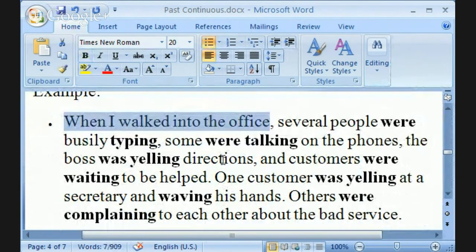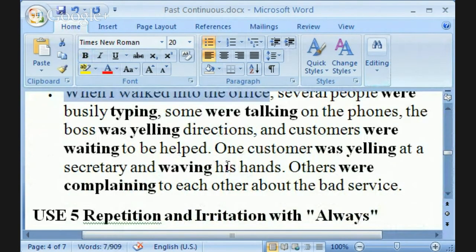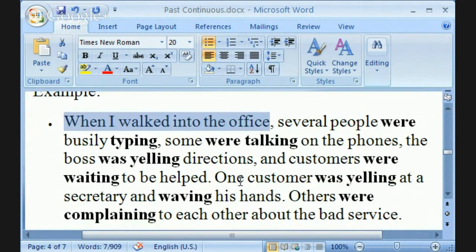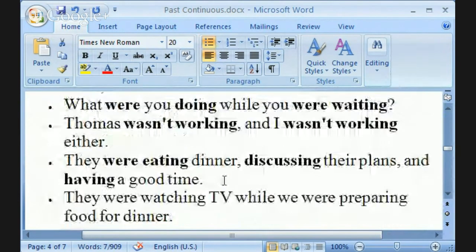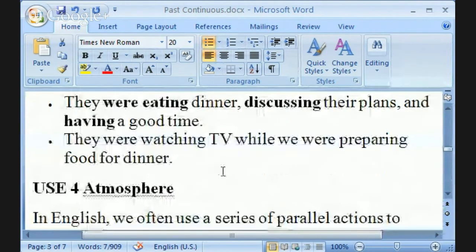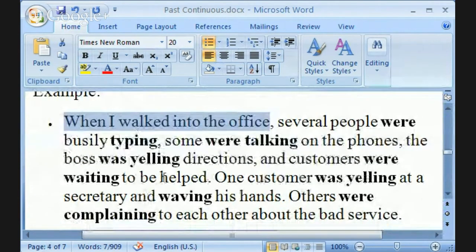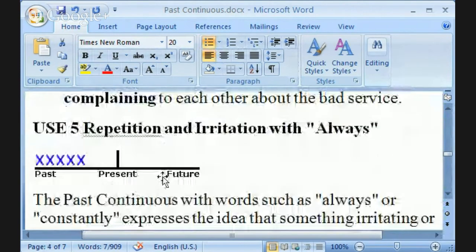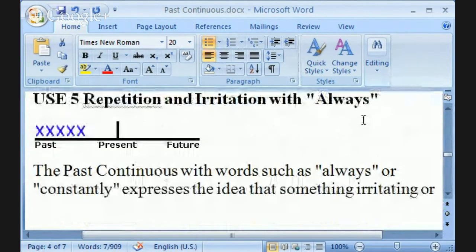Okay, so this is kind of a useful thing to know. We don't really have to practice this. It's the same idea as expressing parallel actions. Just the idea that we may even do a series of parallel actions to give background, a setting, what it was like.